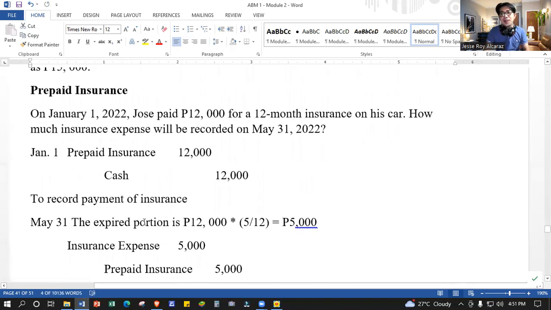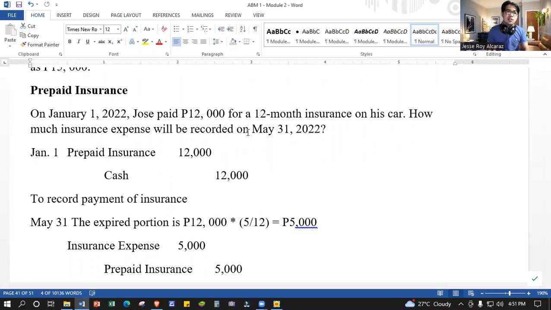Okay, what about prepaid insurance? So for example, on January 1, 2022, Jose paid 12,000 for a 12-month insurance. So take note, insurance is a product na magpapasalamat ka nga di nimo gamiton, dili nimo magamit. So binabayaran mo lang siya just in case na may masamang mangyari. So in this case, nagbayad si Jose ng 12,000 pesos, good for 12 months insurance on his car.